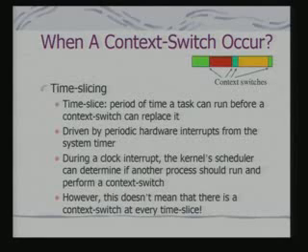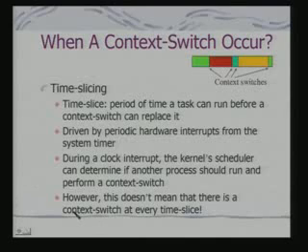When a context switch occurs, obviously when the time slice expires, it would be driven by periodic hardware interrupts from the system timer. During a clock interrupt, the kernel's scheduler can determine if another process should run and perform a context switch. When such an interrupt occurs, a scheduling routine of the kernel comes into play. This scheduling routine finds out from the ready queue which process to run using a variety of scheduling policies. If this scheduling routine becomes complex, that also introduces overhead.